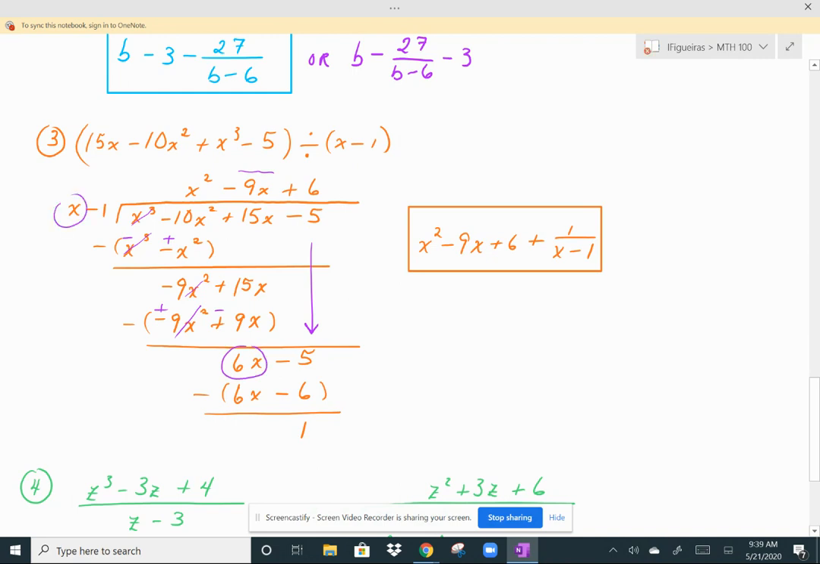That gives you a positive 6, which is what you write in your quotient. Then distribute the 6 across x minus 1. You get what you see here, 6x minus 6. Subtract, signs will change. This is negative, this one's positive, and you get a remainder of 1. So the way you write that is x squared minus 9x plus 6, that's your quotient, and then your remainder this time is positive, so you put plus 1 over x minus 1, and so that's the answer that you get.